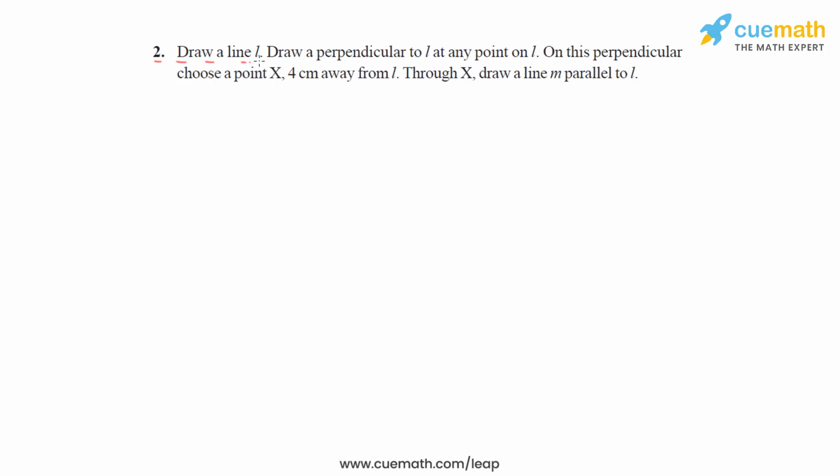Second question: draw a line L, draw a perpendicular to L at any point on L. On this perpendicular, choose a point X 4 centimeters away from L. Through X, draw a line M parallel to L. That is, we have to draw a line L, take a point on that line, and passing through that point make a perpendicular line. On that perpendicular line, 4 centimeters away from L, we take a point, and passing through that point, we draw a line M which is parallel to L.